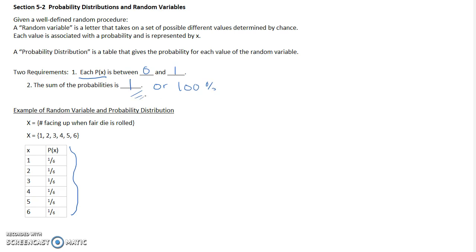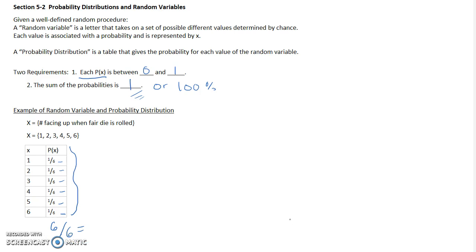But most of the time when they're in the distribution, they're going to be written as a decimal or a fraction. So if you take a second and think about it, if I add 1 out of 6 and 1 out of 6 and 1 out of 6 and 1 out of 6 and 1 out of 6 and 1 out of 6, we're going to get 6 out of 6, which is equal to 1. What this is telling you is that we have 100% of the probability here.